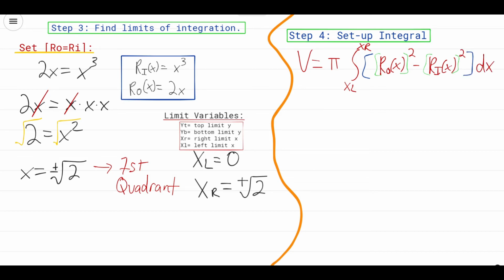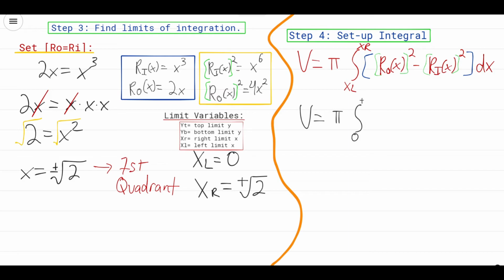And we have the variables of the left limit x and the right limit x. So now we're going to plug in the inner and outer radii squared, which was x to the 6 and 4x squared. So now we're going to plug these in. So we're going to plug in all the variables that we have. So pi from 0 to positive square root of 2 of the outer radii, which is 4x squared minus x to the 6 times dx.